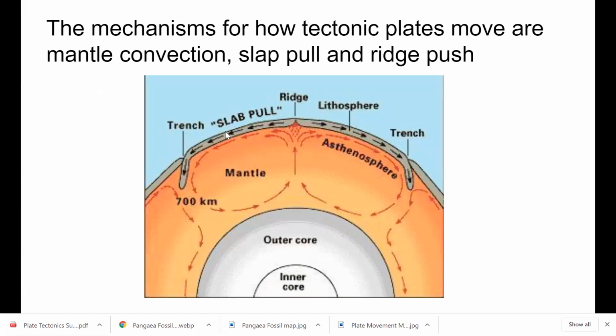Slab pull: if this big hunk of rock gets pulled down into the mantle, it kind of drags the whole thing with it as it gets down there and melted. And ridge push, where as the mantle is pushing up, the magma is pushing up, it's going to cause a ridge, which is going to shove this plate one way and this plate the other way.